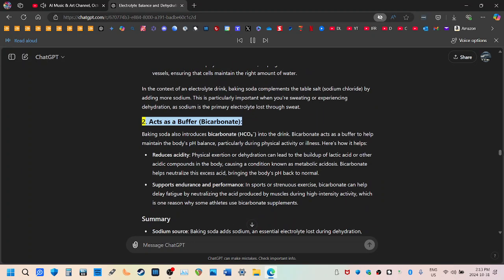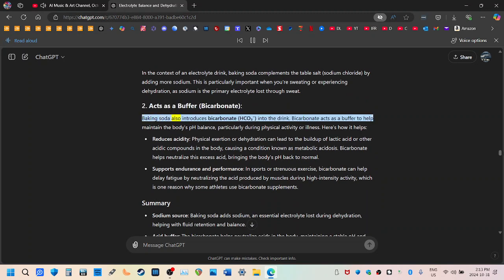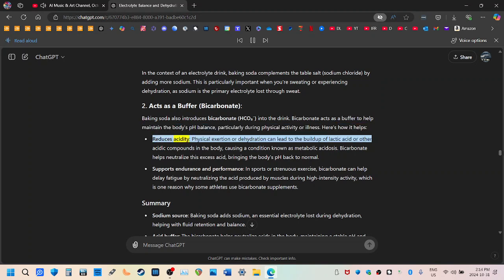2. Acts as a buffer, bicarbonate. Baking soda also introduces bicarbonate, HCO3, into the drink. Bicarbonate acts as a buffer to help maintain the body's pH balance, particularly during physical activity or illness. Here's how it helps. Reduces acidity.